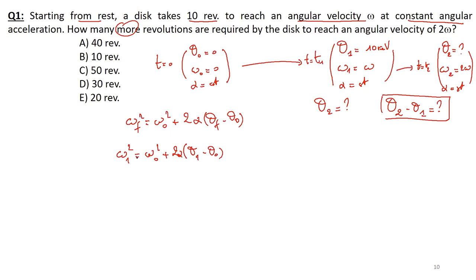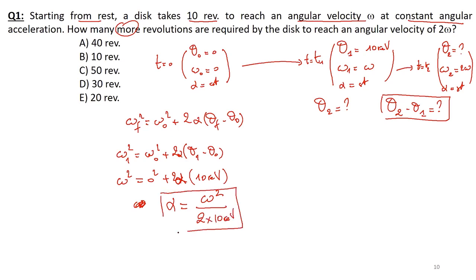Okay. So omega 1 is omega. So I have omega squared is 0 squared plus 2 alpha times theta 1 minus theta 0, which is equal to 10 revolutions. So that means alpha, my constant angular acceleration, is omega squared divided by 2 times 10 revolutions. This is my constant angular acceleration.